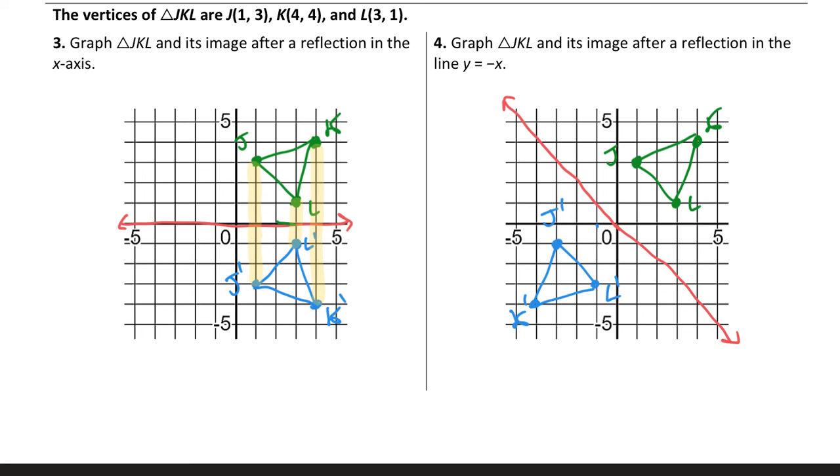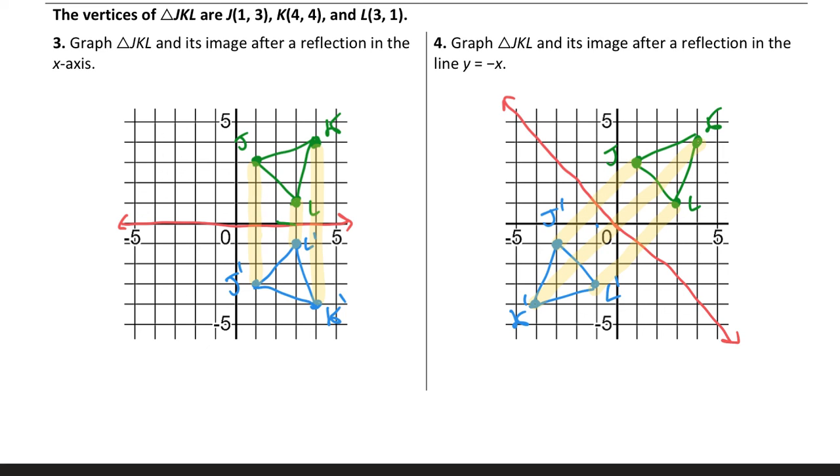For JKL in the other example, for 4, I just swapped x and y and changed their signs in my head. So 1, 3 became -3, -1. 4, 4 became -4, -4. 3, 1 became -1, -3. So if you need to write out the points to do the rule, that is a good practice to do.